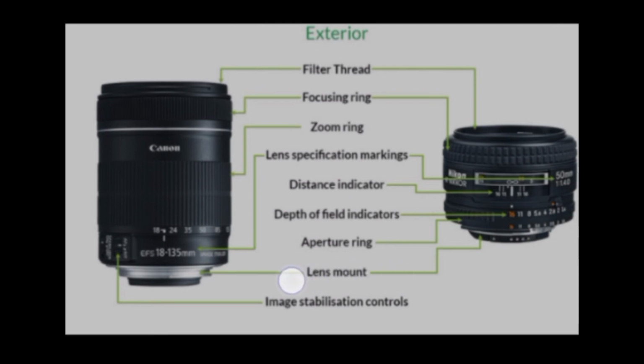Next part is the lens mount. This is the section that connects the interchangeable lens to the camera body. To attach the lens, you line up the lens mount index on the lens with a corresponding one on the lens mount and turn the lens clockwise until you hear a click.